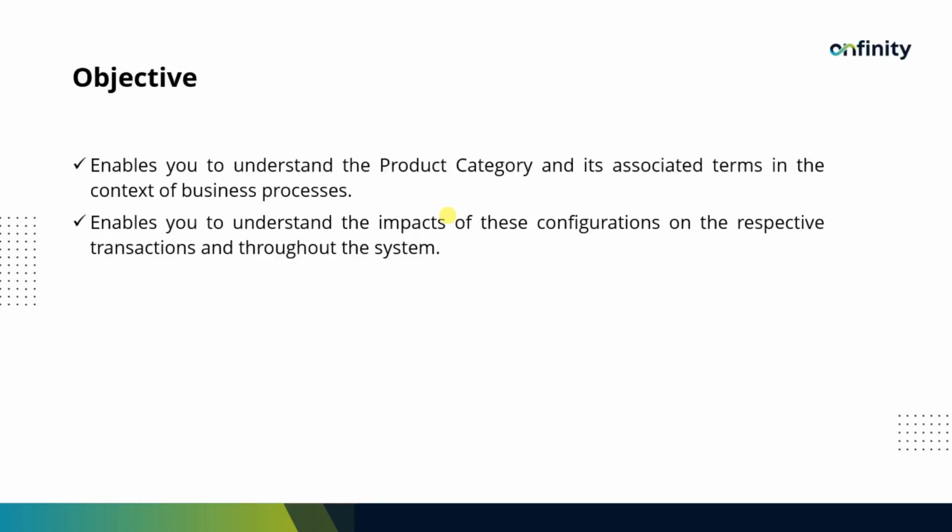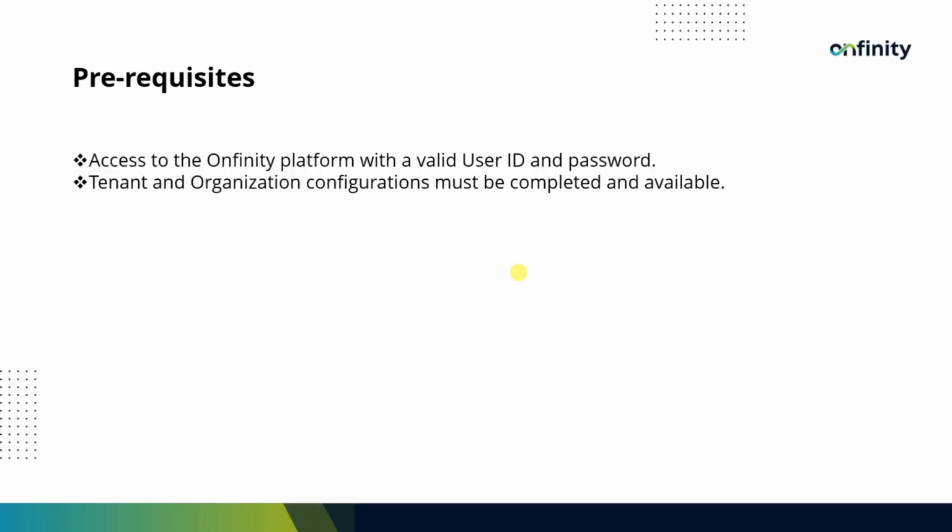Next, we have the objective of this session. The objective is to enable you to understand the product category and its associated terms in the context of business processes. It also enables you to understand the impacts of these configurations on the respective transactions and throughout the system. Prerequisites before we dive into the process: you'll need access to the Onfinity platform with a valid user ID and password. Tenant and organization configuration must be completed and available.